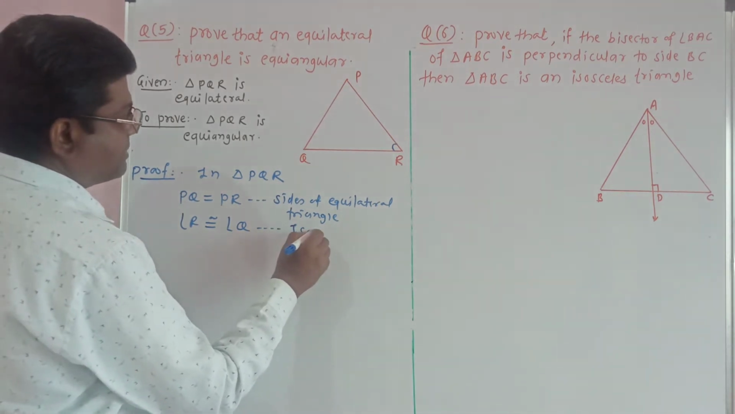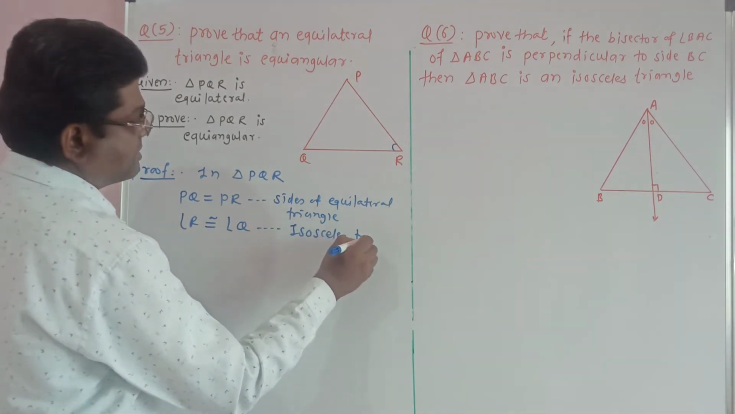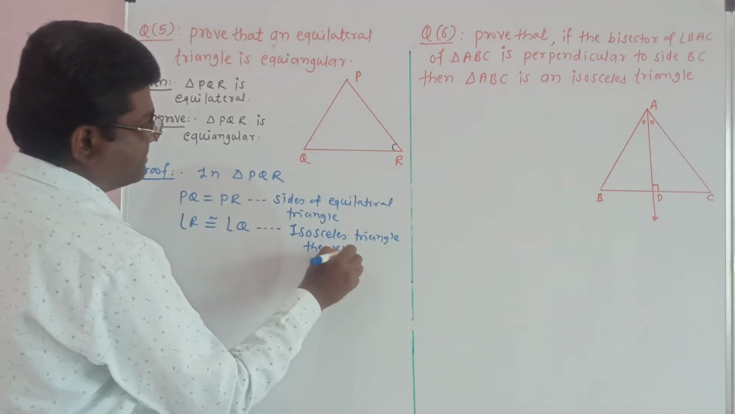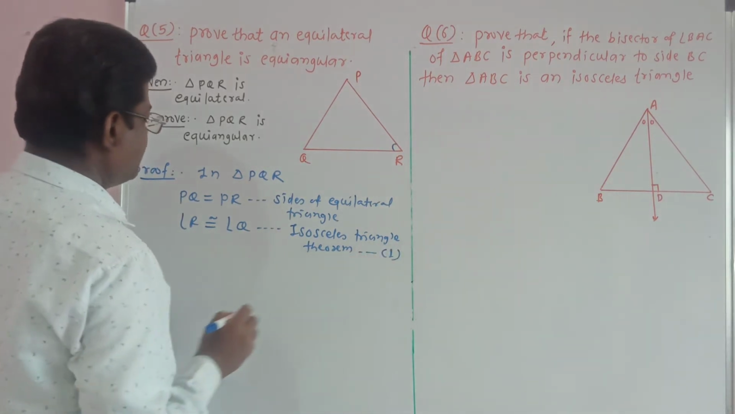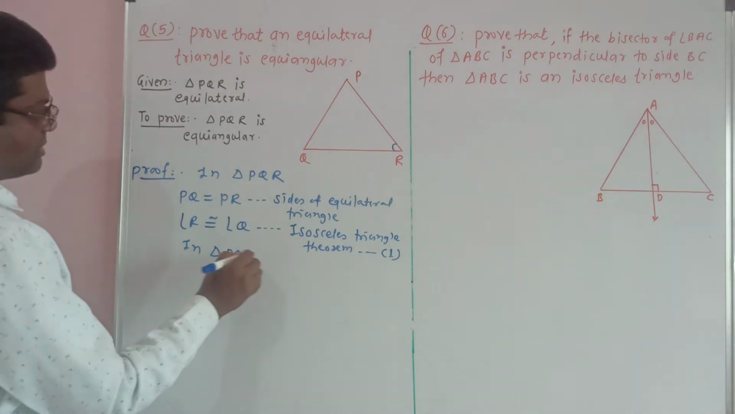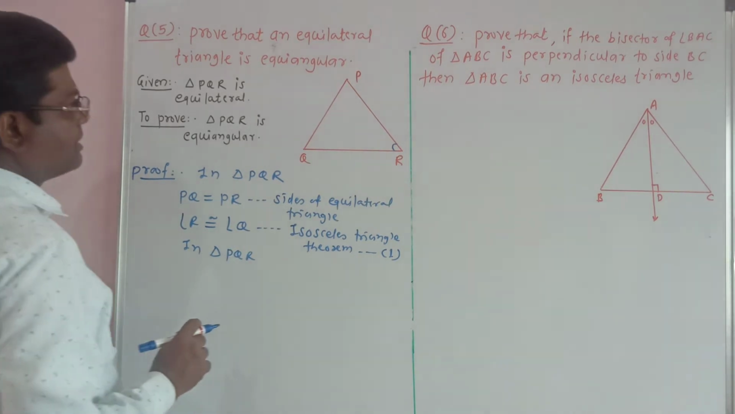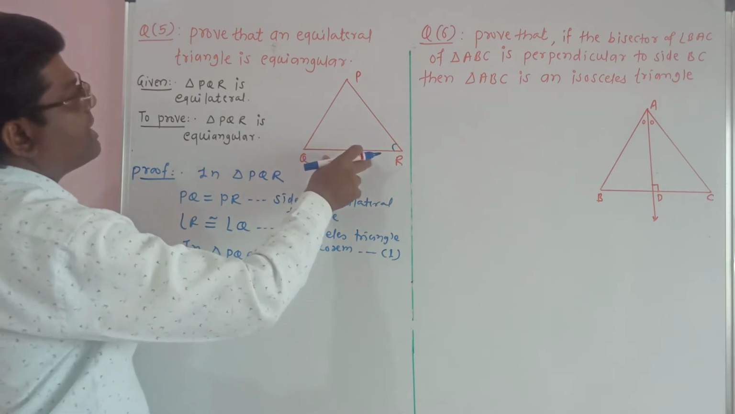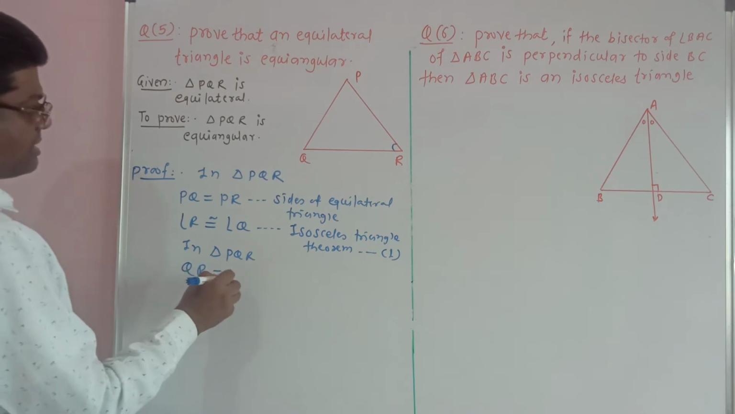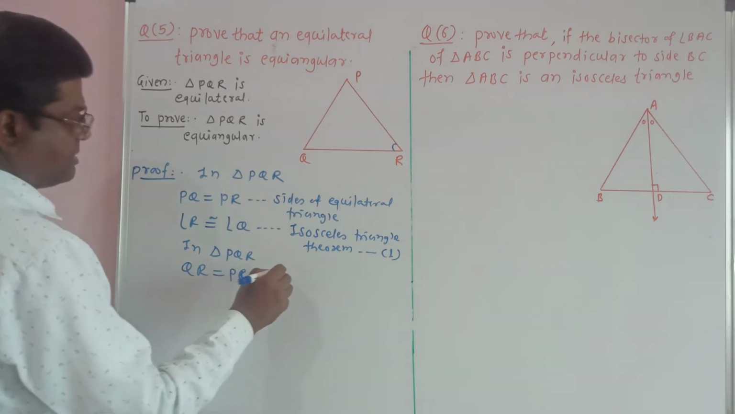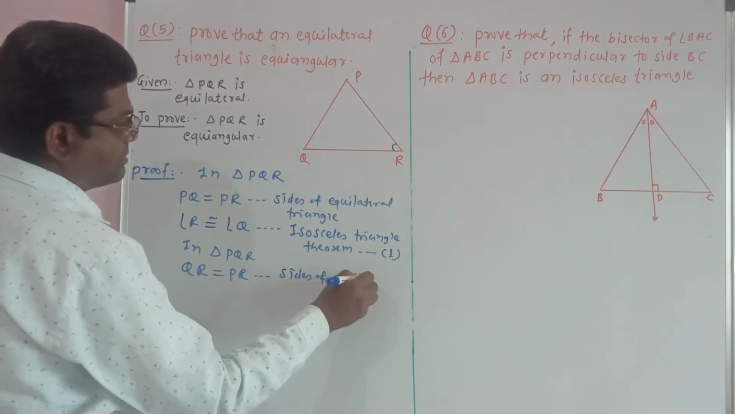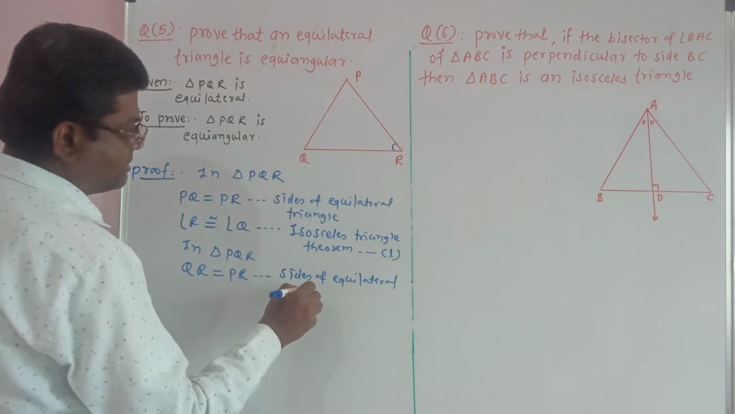Isosceles triangle property, isosceles triangle theorem. This is equation number 1. Now once again in triangle PQR, QR is equal to PR. Sides of equilateral triangle.